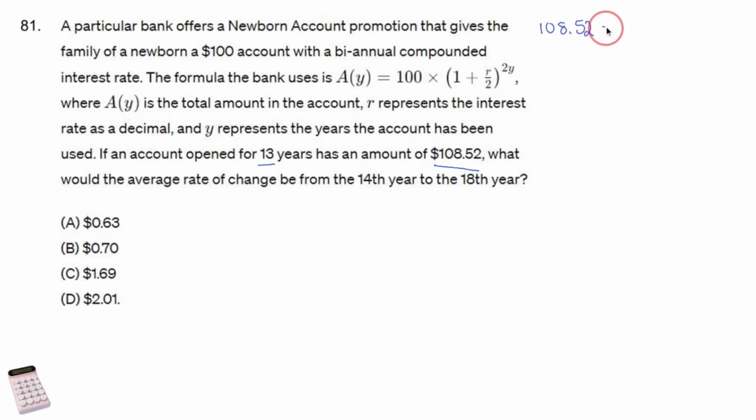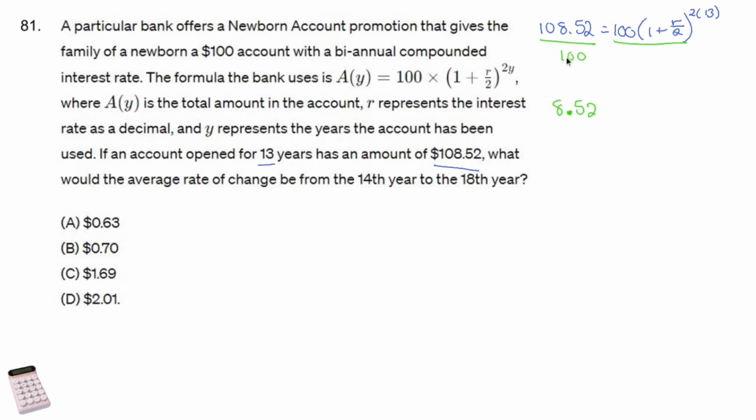108.52 is going to equal 100 times (1 plus r over 2) to the 2 times y, which is 2 times 13. I could do two things right here, so I'll do both of them. I could divide both sides by 100. Now I could do this in my head. That's just going to be 8.52. I mean, you could use a calculator, but the numbers are friendly enough where I could just do that.